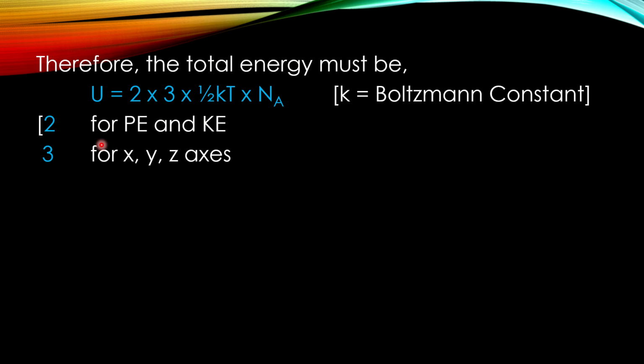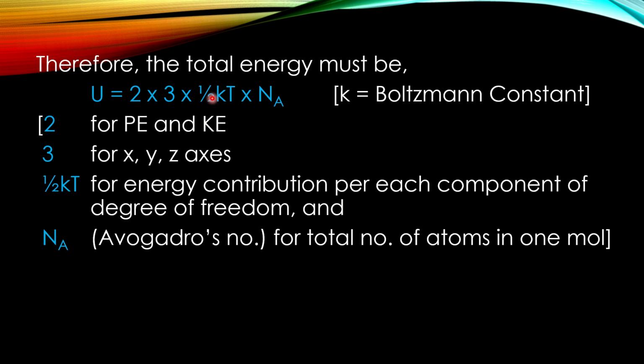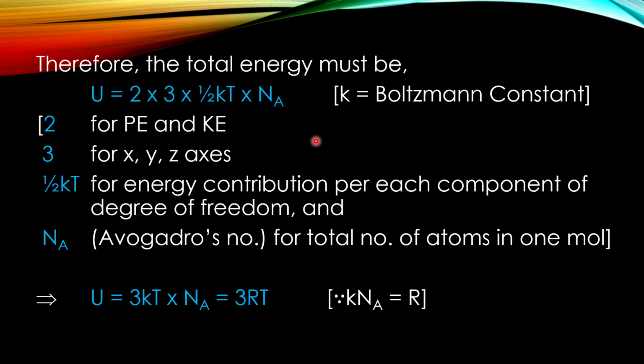Now each mode has 3 axes, 3 degrees of freedom, for x, y and z. So this is 3. Each quadratic degree of freedom has the energy half kT. And the overall number of atoms for one mole is Avogadro's number Na. So the overall energy is 2 into 3 into half kT into Na, that is 3kT into Na. Now we know that k into Na, Boltzmann constant into Avogadro number, is the universal gas constant R. So in place of k into Na, we write R. So it becomes finally 3RT.